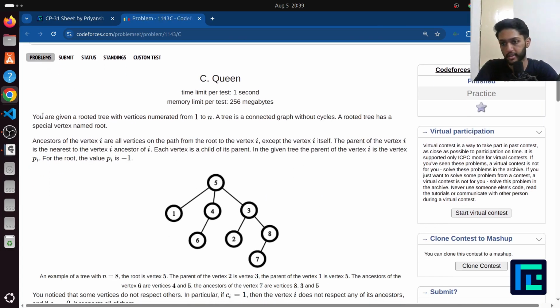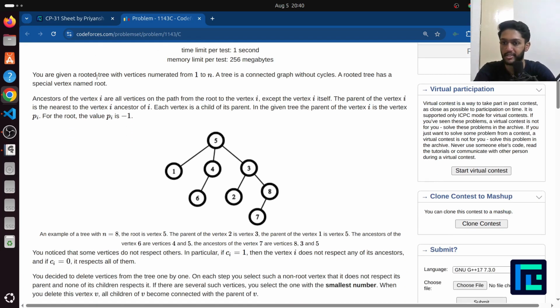It says that you are given a rooted tree with vertices numbered from 1 to n. A tree is a connected graph without cycles. A rooted tree has a special vertex named root. Ancestors of the vertex i are all vertices on the path from the root to the vertex i except the vertex i itself. The parent of the vertex i is the nearest to the vertex i ancestor of i. Each vertex is a child of its parent. In the given tree, the parent of the vertex i is the vertex Pi. For the root, the value of Pi is -1.